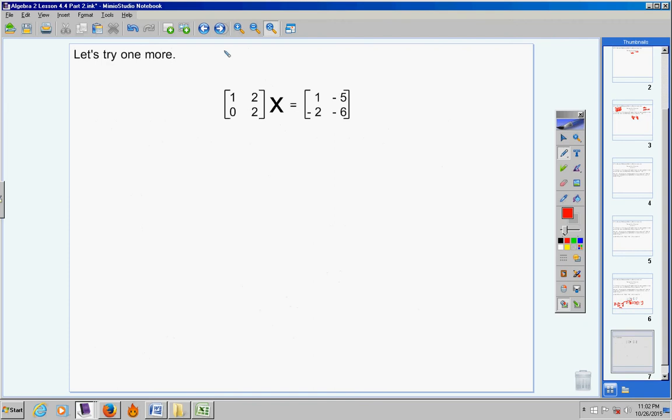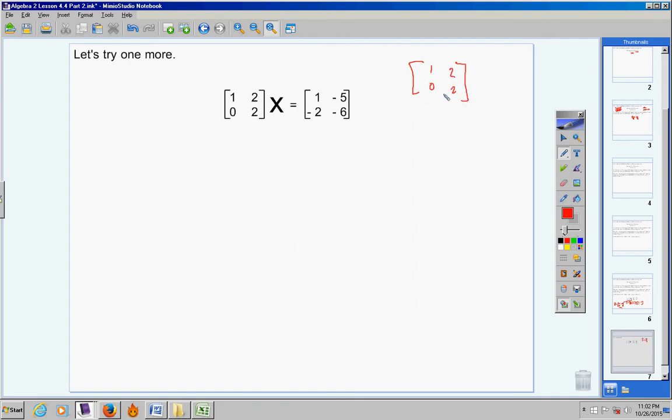Alright? Let's try one more and the video's over. Short lesson today, guys. Not difficult. Pretty simple. Okay, I've got a matrix equation. So I want to solve for x. So I take the coefficient of my x right here and I find the inverse matrix. So 1, 0, 2, 2.